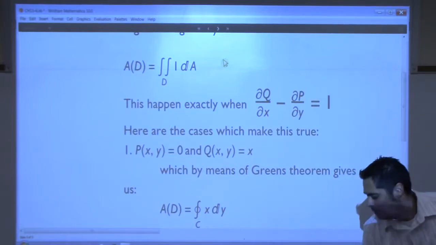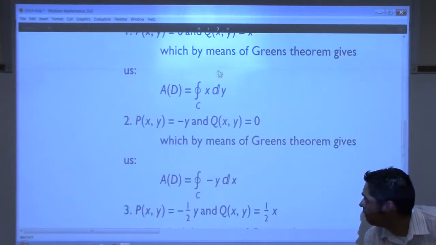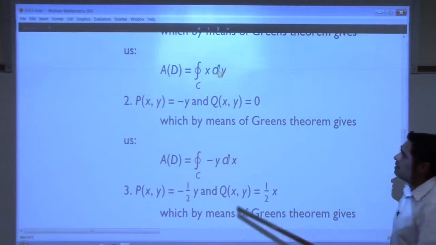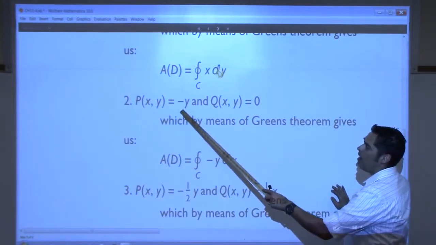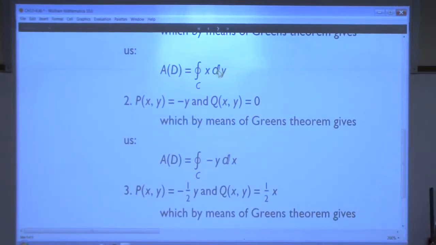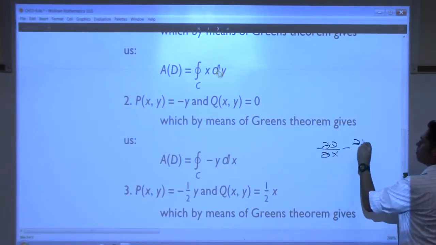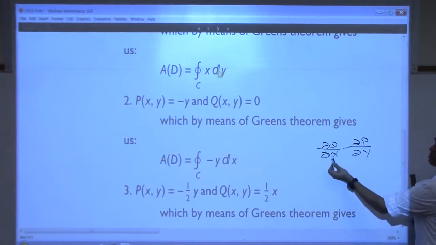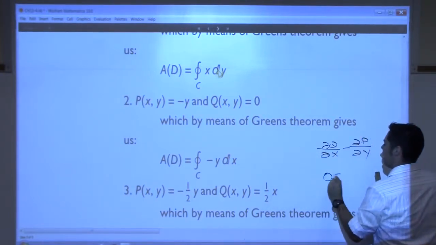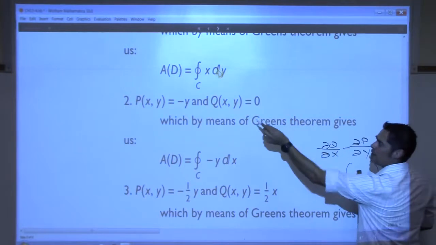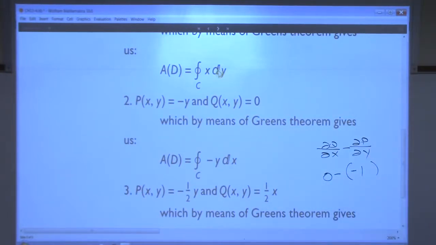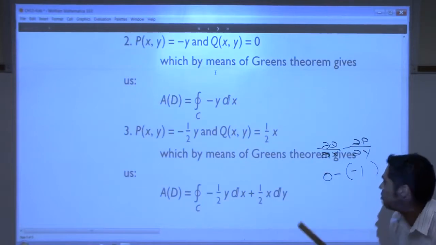Here's another way I could do it. If I let p be negative y and q be 0, then I can also do it. So what's the partial of q with respect to x minus partial of p with respect to y? Partial of q with respect to x would be 0 minus partial of p with respect to y, negative 1, and then you get 1 again, right? So far I have two options that I could use to make that a 1 in there. And then there's also a way you could do it with some variation of the two.